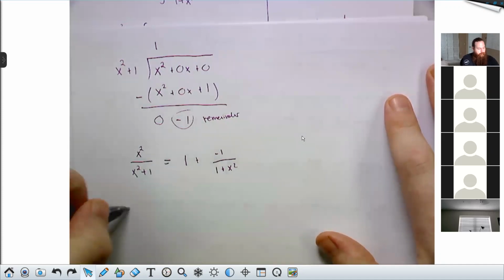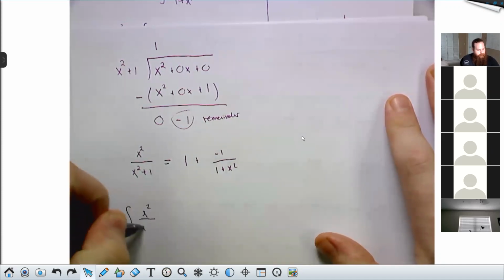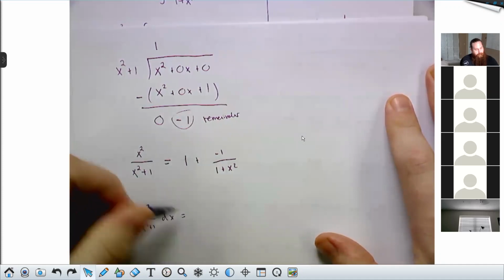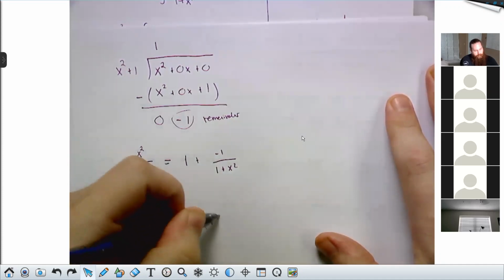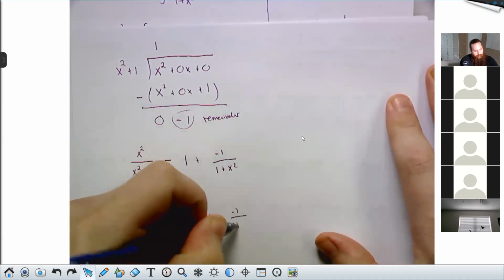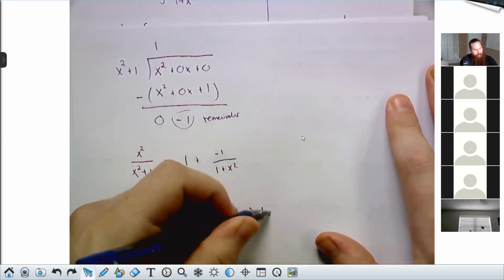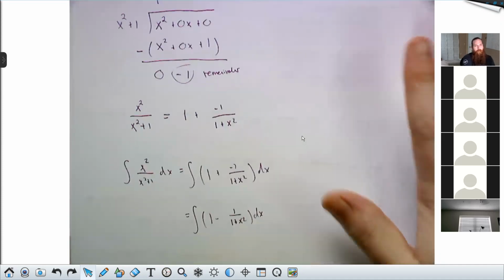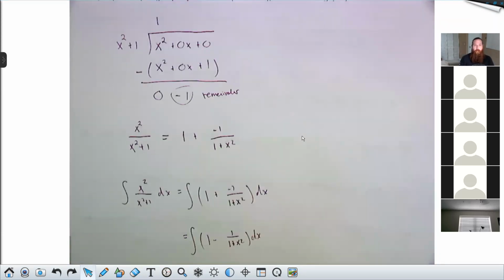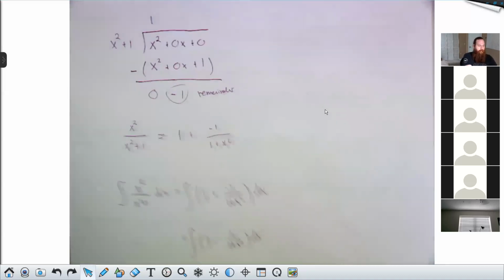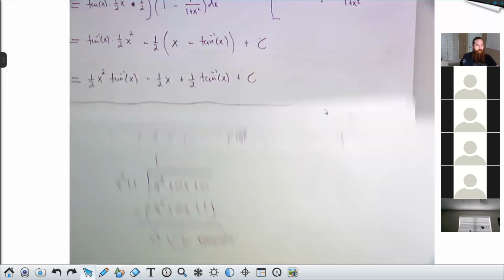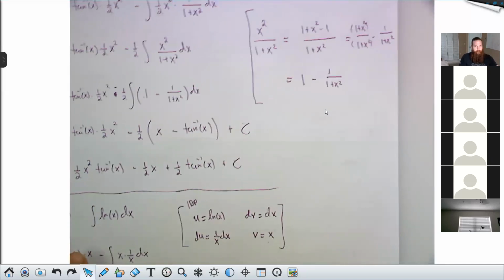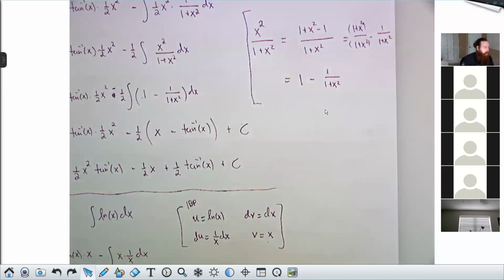And then, you want to integrate this. That's the same as integrating this. Which is what we did, right? But that shortcut for long division is a nice shortcut. The add and subtract trick that I used there is a useful trick.